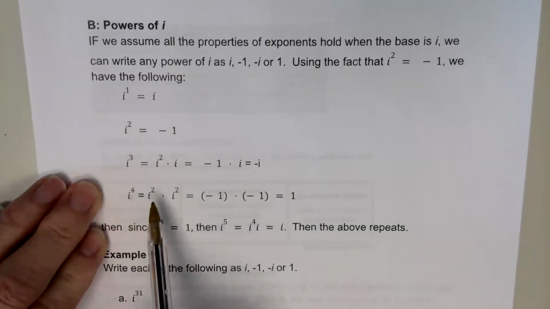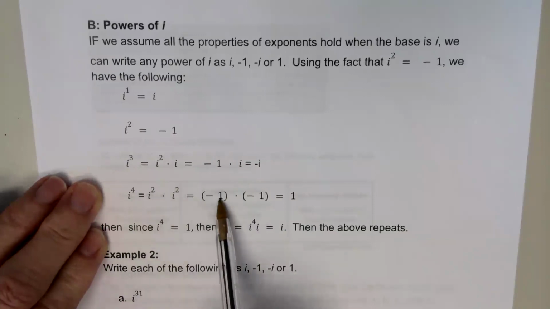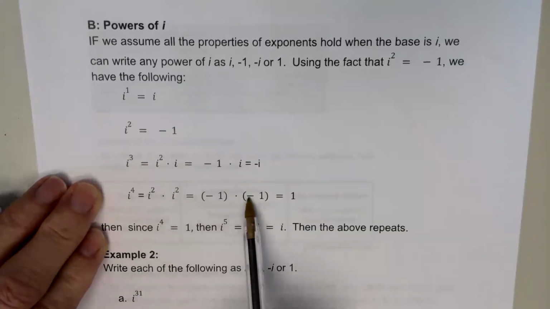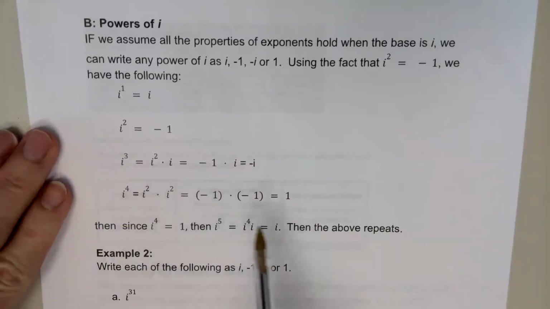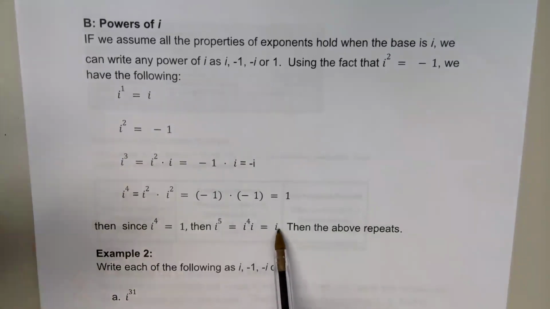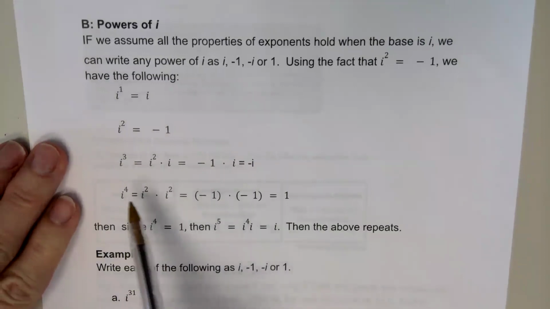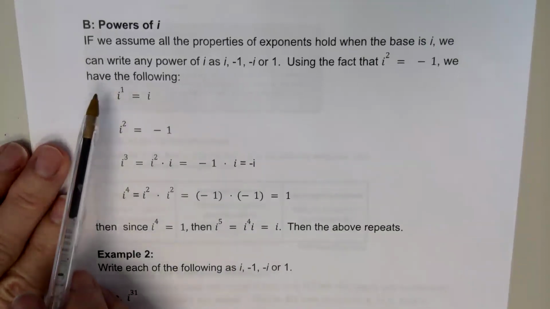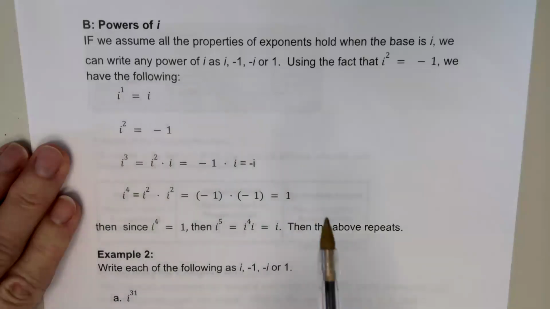i to the 4th is i squared times i squared. So i squared is negative 1 times negative 1 is positive 1. So then we can build up further. Since i to the 4th is positive 1, that means i to the 5th is i to the 4th times i, which is just 1 times i, which is i. And so it repeats. So any power will be one of these 4 outcomes.